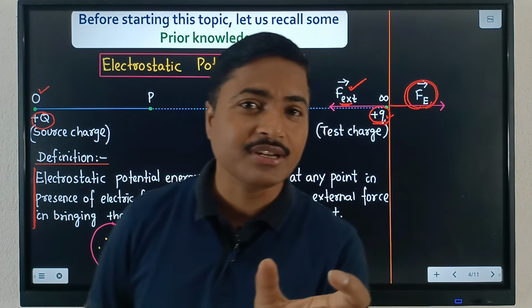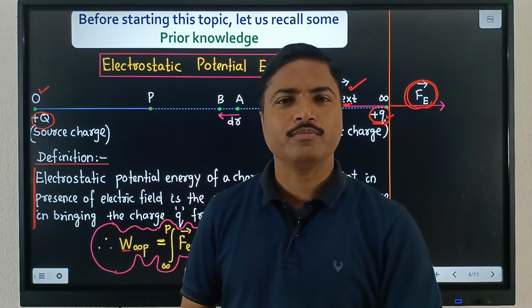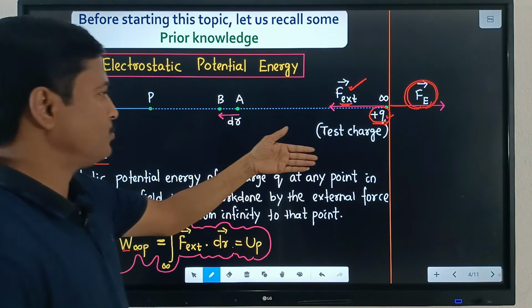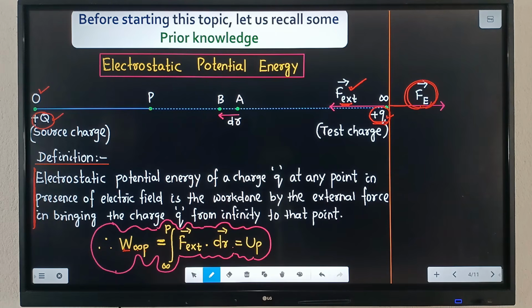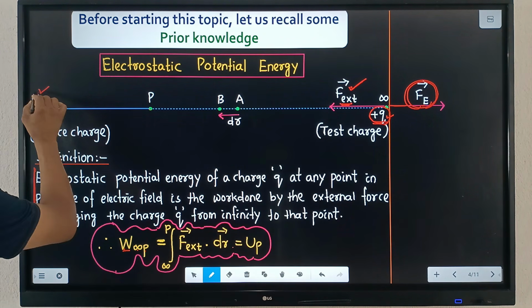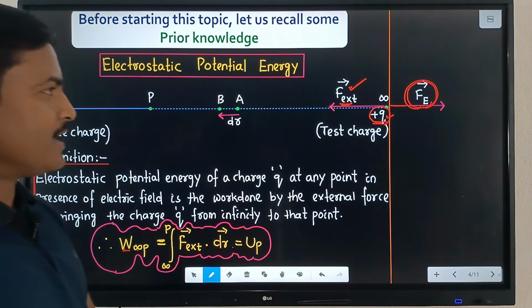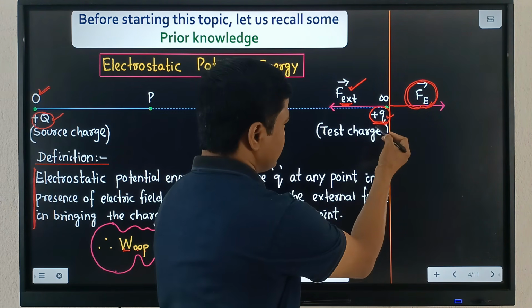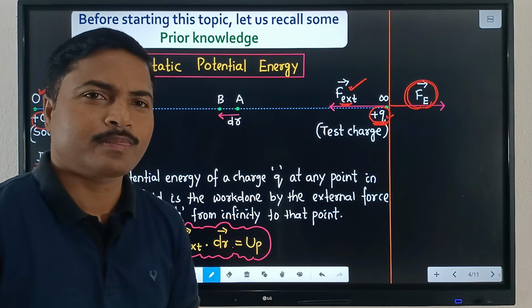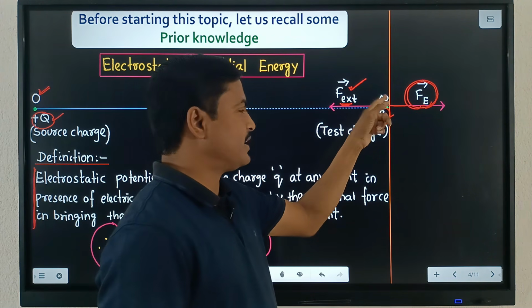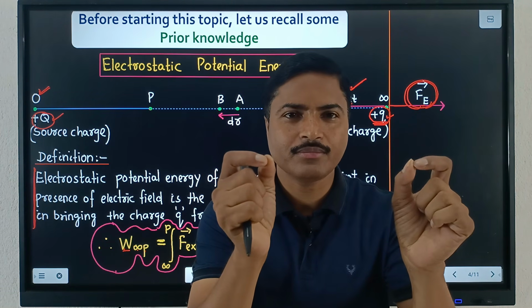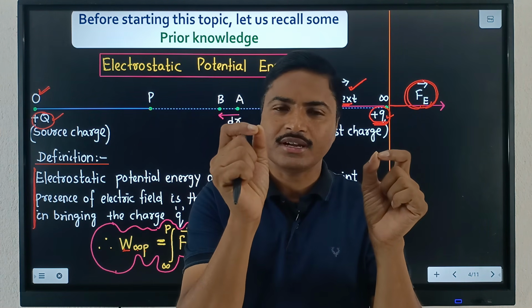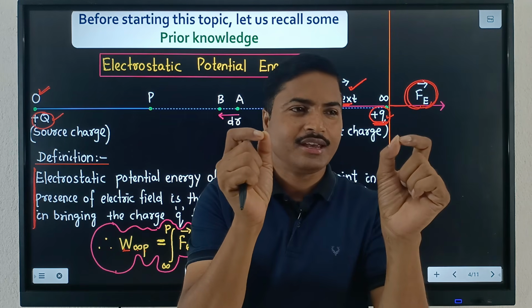Electrostatic potential energy is basically the work done by the force. In this case, we take two charges. One is your source charge, that is plus Q, capital Q, situated at the point O, the origin. Another charge is the second charge, known as the test charge. Initially the test charge is situated at infinity. Both the charges are positive, so the source charge repels the test charge along this direction.